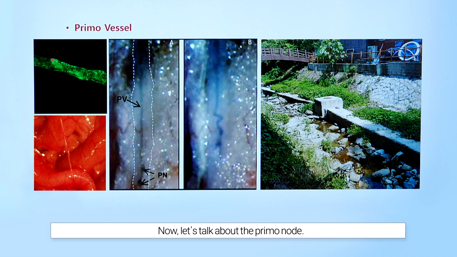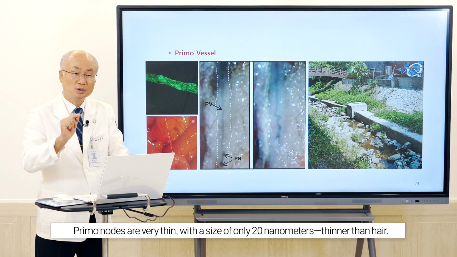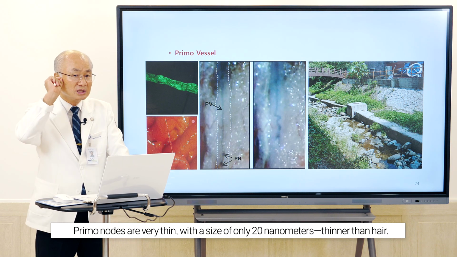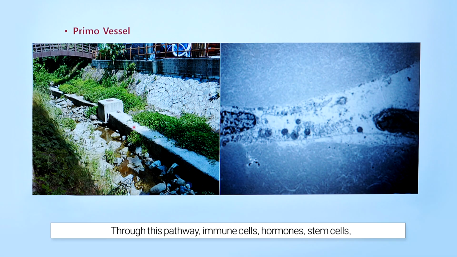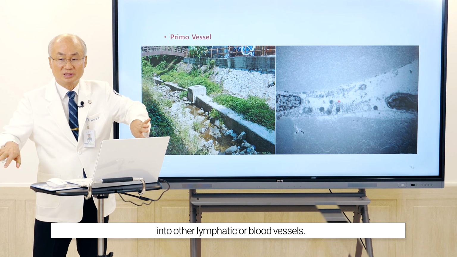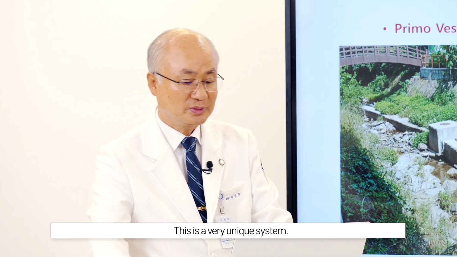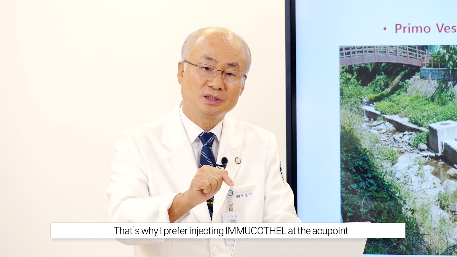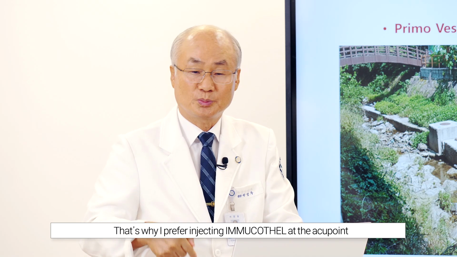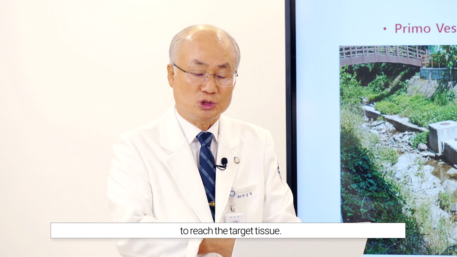So this is a primo node. What is the primo node? This is a lymphatic vessel. Inside the lymphatic vessel, the primo node is located, very thin. The size is only 20 nanometers, thinner than a hair. Through this line, the immune cells, hormones, stem cells, whatever, can be transported without mixing with other lymphatic vessels or blood vessels. So this is a very unique system. That's why I prefer to inject IMMUCOTHEL at the acute point to reach the target tissue.